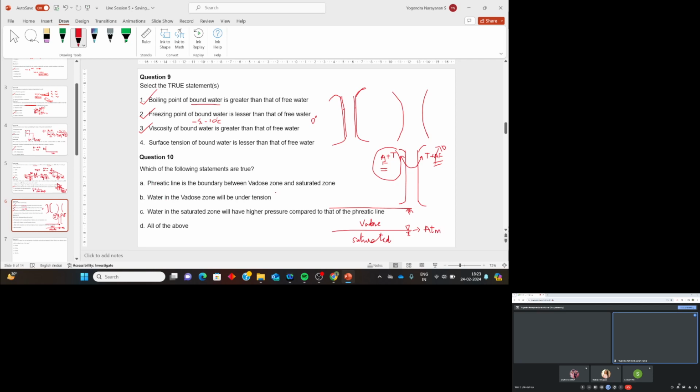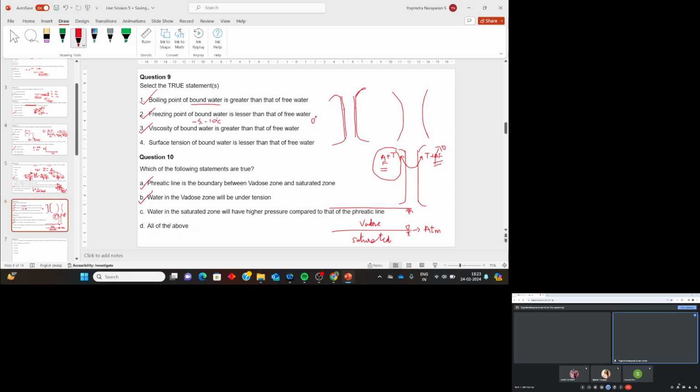So the phreatic line is the boundary between vadose zone and saturated zone is the correct option. And water in the vadose zone will be under tension, which is due to the capillary action. The water will be under tension. So option B is also right.